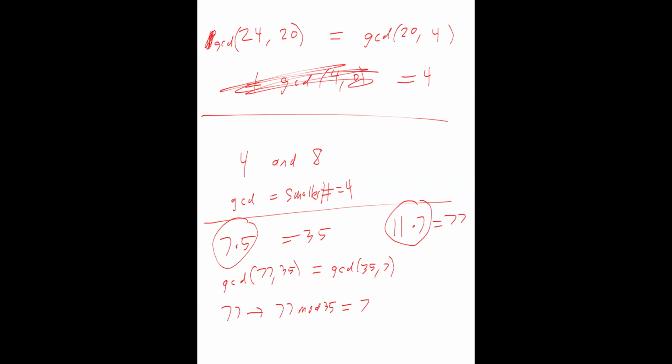And now the 7 goes into 35, right? So that means that now we're done. Whenever you get to a number that's so small it goes into the other number, then that number itself is the GCD. Poof, like that. So that was kind of cool.